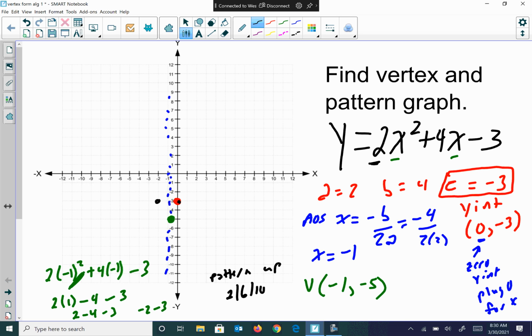Left one, up 2. Right one, up 1, 2, 3, 4, 5, 6. Left one, up 1, 2, 3, 4, 5, 6. And there it is. So I see clearly my points established. Yes, I could label the points, but we don't have to worry about it. Those were bonuses for you originally. Now it's just make sure I can see your points.